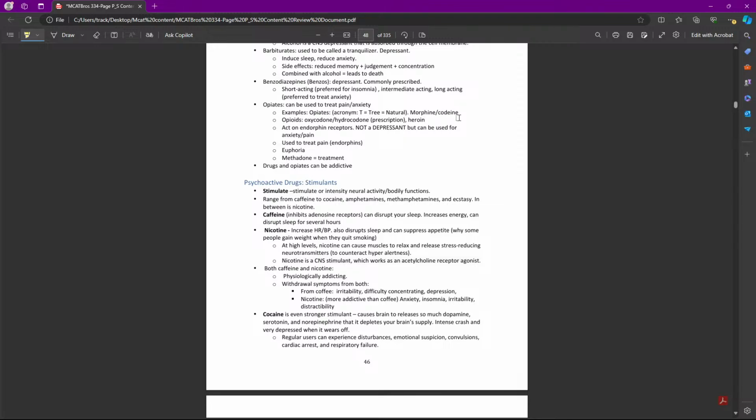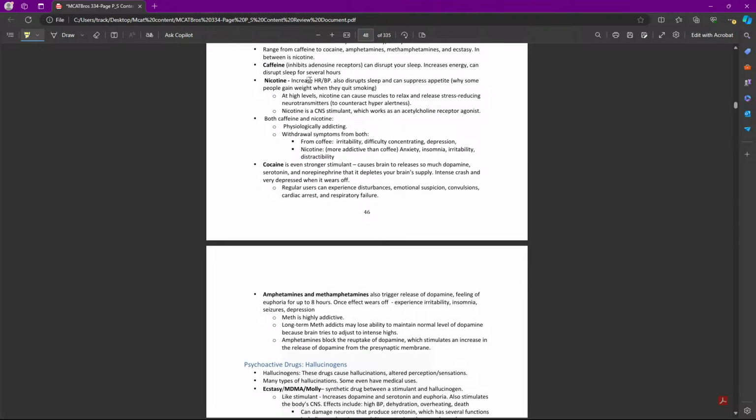Psychoactive drugs: stimulants. A stimulant increases neural activity. It can range from caffeine to cocaine, amphetamine, methamphetamine, and ecstasy. In between is nicotine. Caffeine can disrupt your sleep; the increased energy can disrupt sleep for several hours. Nicotine's increased heart rate and blood pressure can also disrupt sleep and can suppress appetite, which is why people gain weight when they quit smoking.